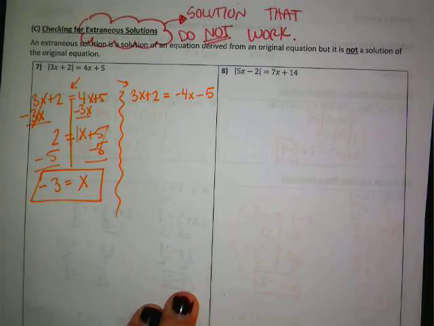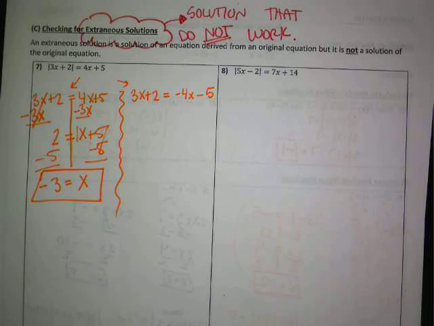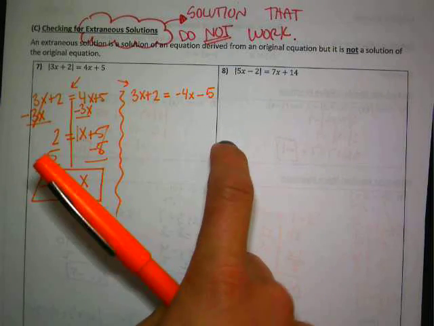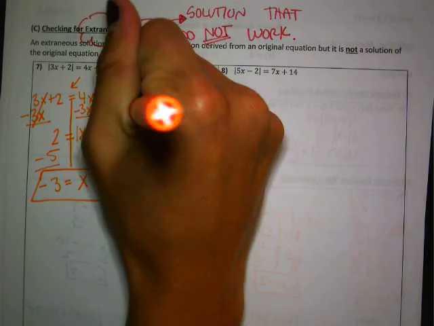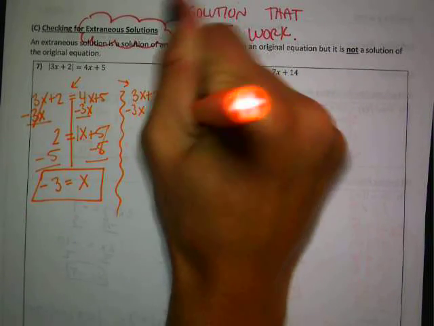Okay, on the right side, we're going to do it the exact same way. It doesn't matter which x you move. You can either move the 3x or the negative 4x. So I'll just stick with the 3x just to keep it the same.